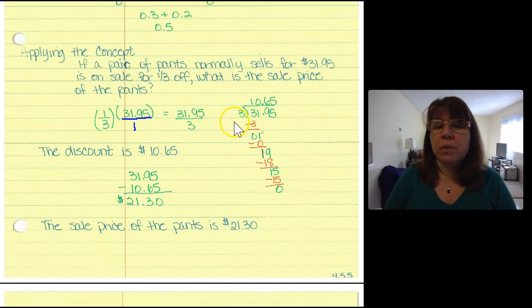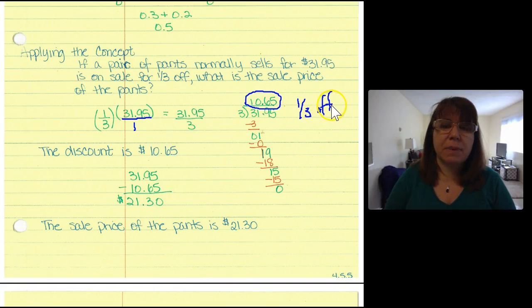And if we run through that, 3 goes into 31.95, 10.65 times. This 10.65 is your 1/3 off. That's your discount. That is not the price of the pants. That's your discount. So if the discount is $10.65, what's the sale price of the pants?